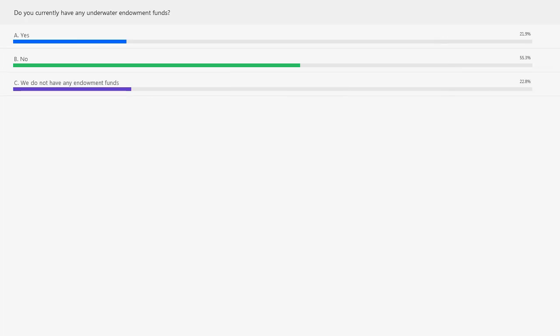Thanks, Emily. And this is kind of what we've seen as well. We haven't had a lot of underwater endowments, but there is a change in the standard, so I'll just go through it quickly.